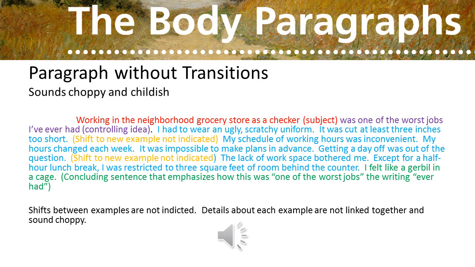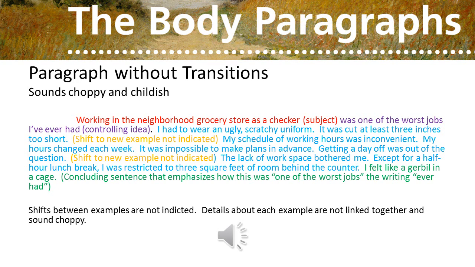In the next 2 slides, we're going to look at the same paragraph. In the first instance, we'll see how the paragraph reads without transitional devices. And in the second paragraph, we'll see how it reads with transitional devices and some revision to cut down on the wordiness and the choppiness. So, notice, by the way, this paragraph, and this is from the editors, and I completely agree with it, it sounds choppy and childish. And please pay attention to that word childish.